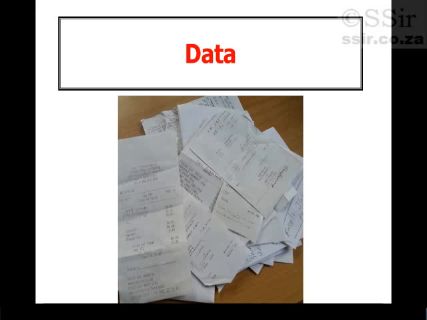This is a photograph of a number of slips. There's lots of data on those slips. I suppose you could call this a pile of data, but this is not a database. We can turn this into a database by ordering and structuring the data so that we can retrieve information easily. Imagine the amount of work you would have to do to find a specific item of data in this pile.